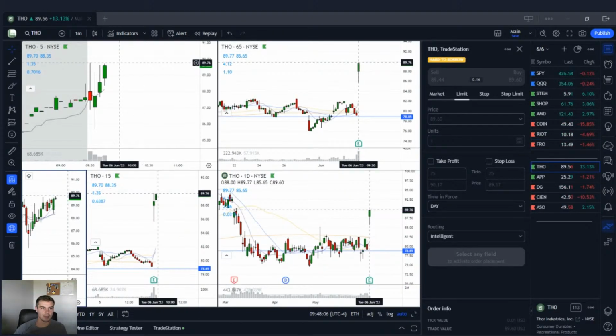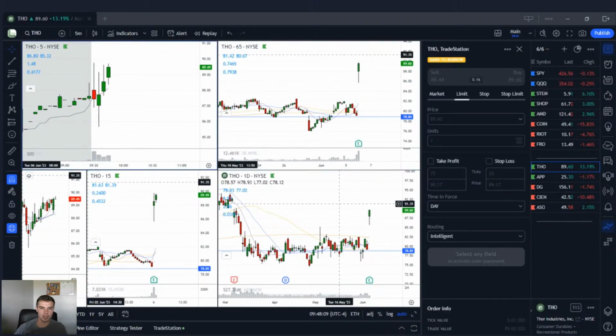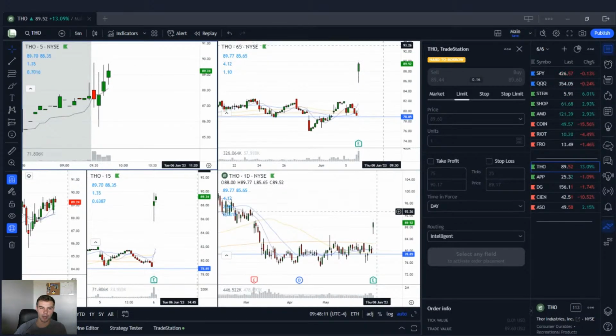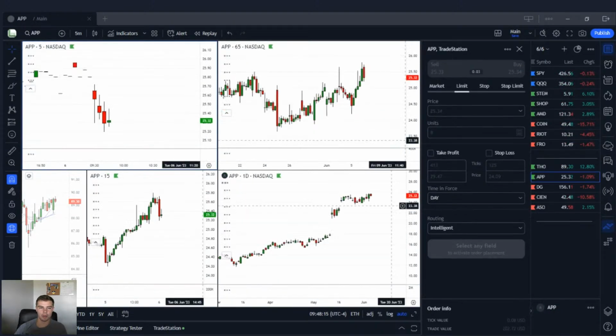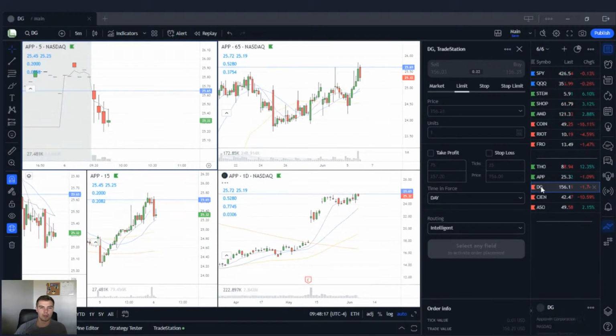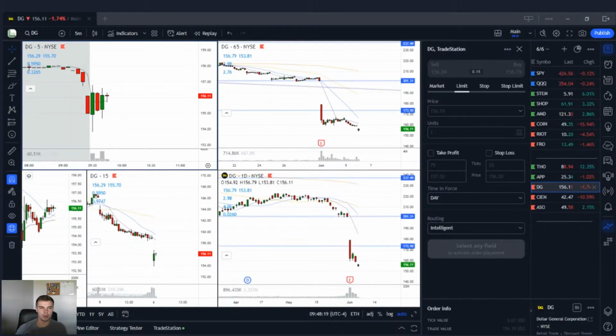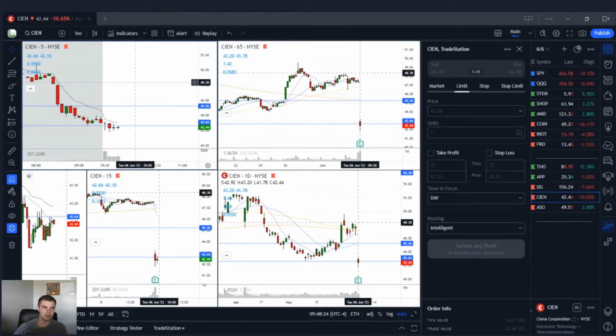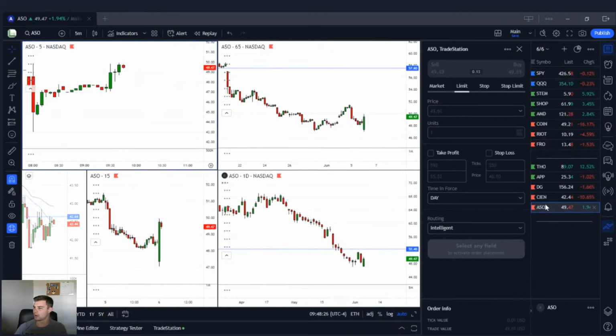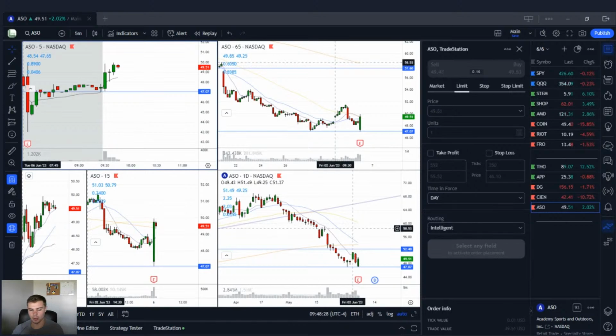THO, man, looks a little bit higher over high of the day, but it's already had a $4 day. Like, how much more do you think this thing has in it? I don't know. It's not really my cup of tea. Dollar General is looking a little higher. I'm not seeing a whole lot, guys.